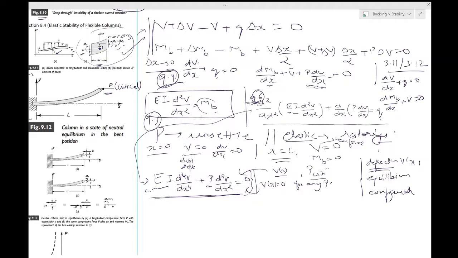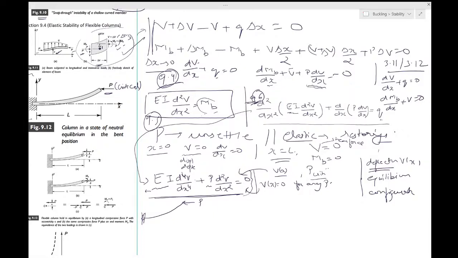We are seeking the non-straight. What we are looking for is another neutral equilibrium condition, which is at the border between upsetting and restoring situation, in between stable and unstable equilibrium. So we are looking for a curved configuration like this, which is at this critical junction between stable and unstable. That is what we want to do.